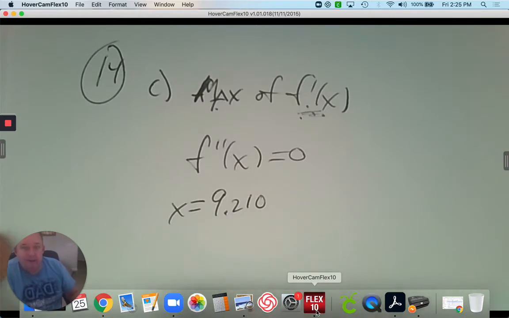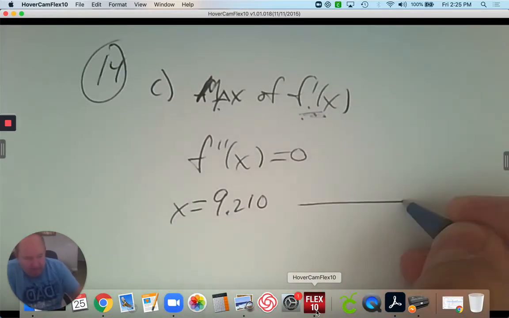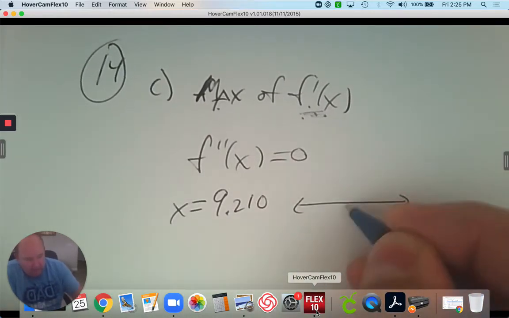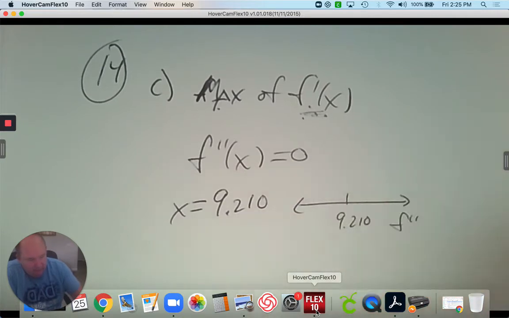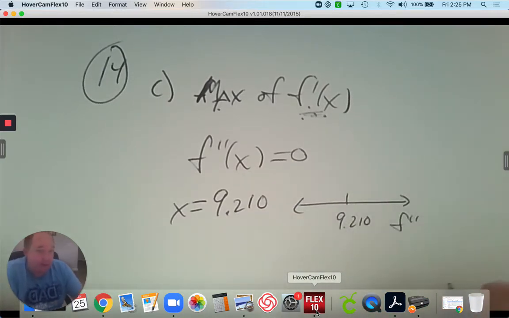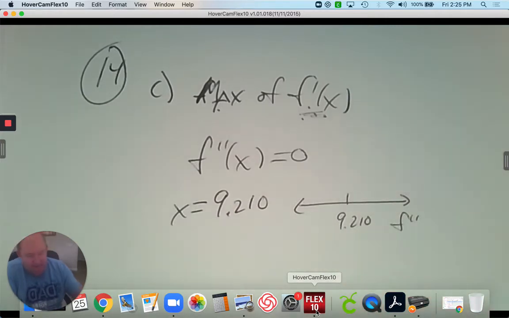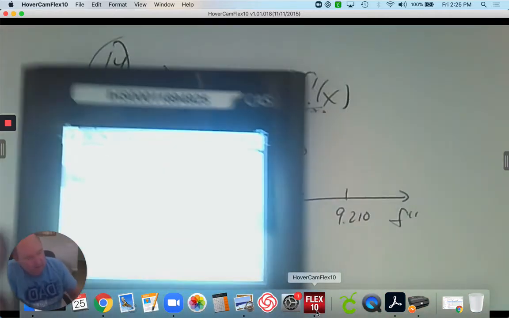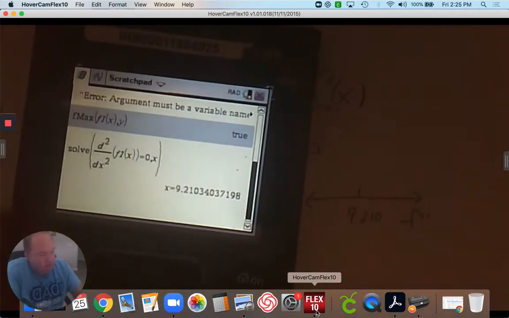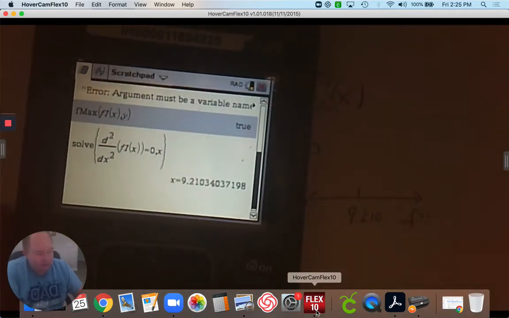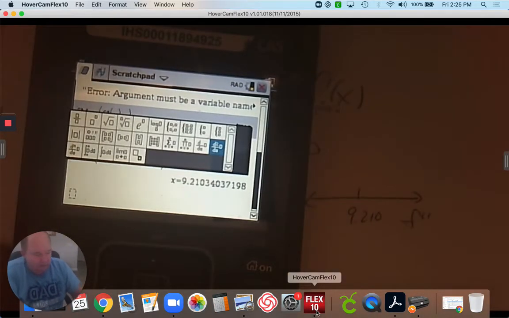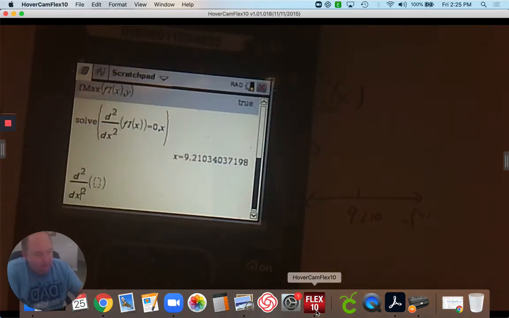And then, is that a maximum value? For the second derivative, 9.210, does that represent a maximum value for the derivative? And then how would I tell that? The easiest is, let's use this button again and do the second derivative.